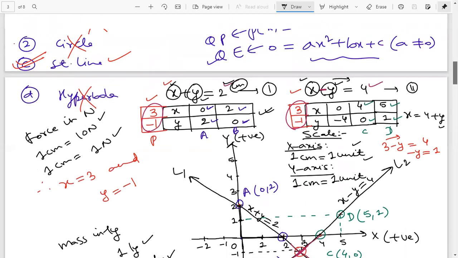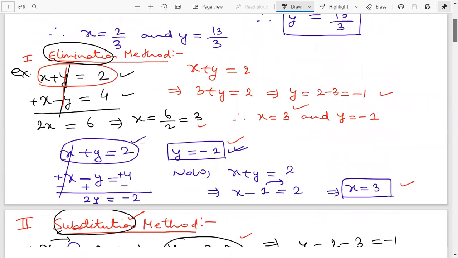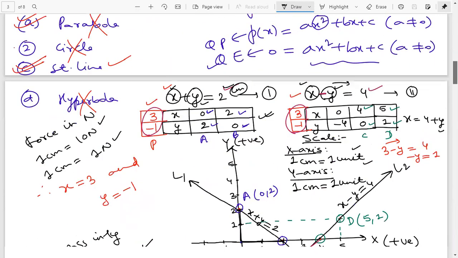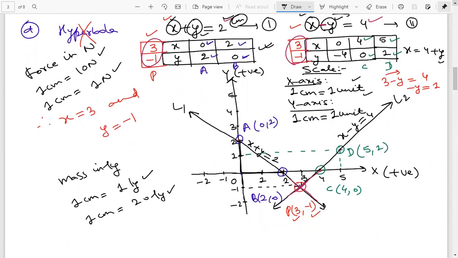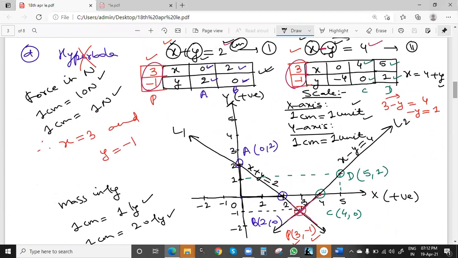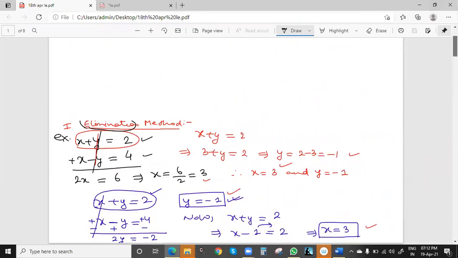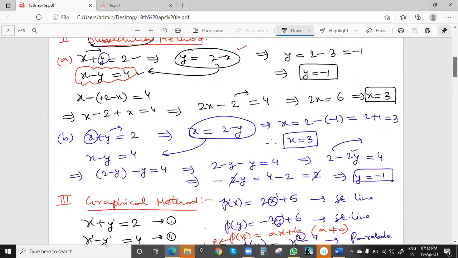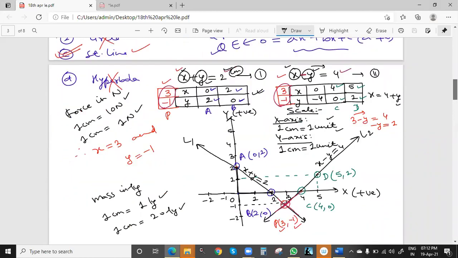So anyone having any doubt in all the three methods? See, first one was elimination, second one we discussed was substitution, and third one was graphical method of finding the values of x and y, or we can say solution of x and y. Solution value or values of x and y, same thing. So these are three methods. Fourth method is one more method we have in our next class.